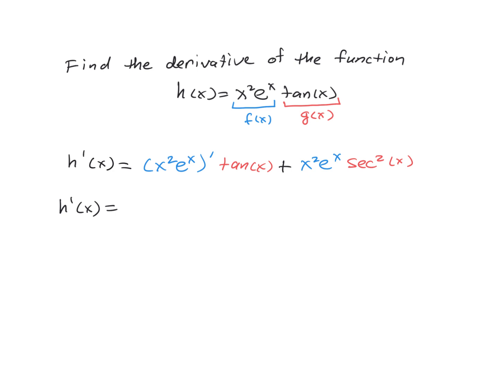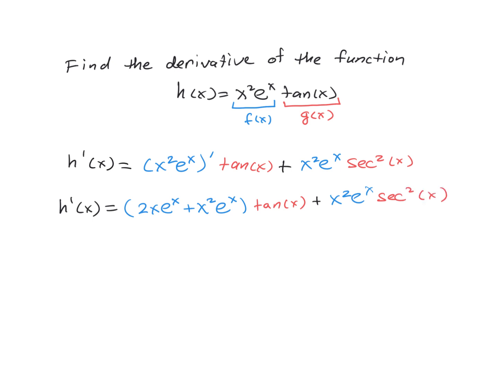So using our product rule, the derivative of x squared is 2x times the second, plus the first times the derivative of the second, which is e to the x again. That's still times the tangent of x. And that's still going to be plus our x squared e to the x times the secant squared of x.